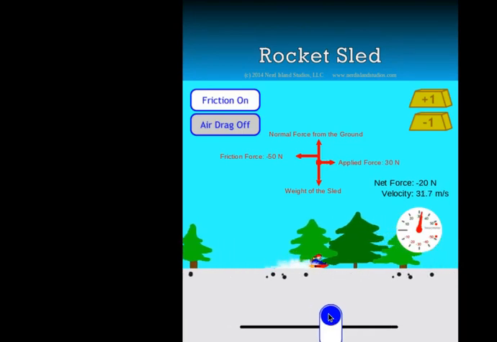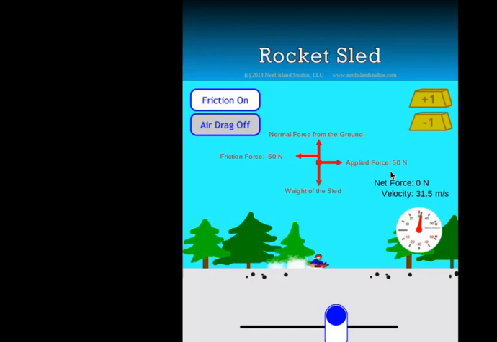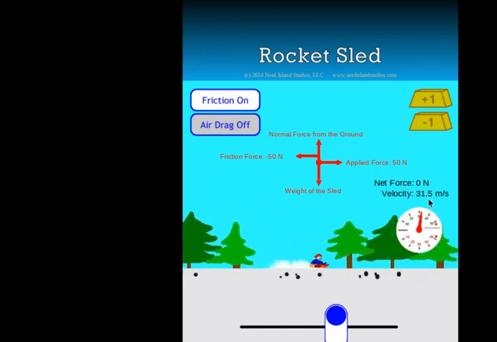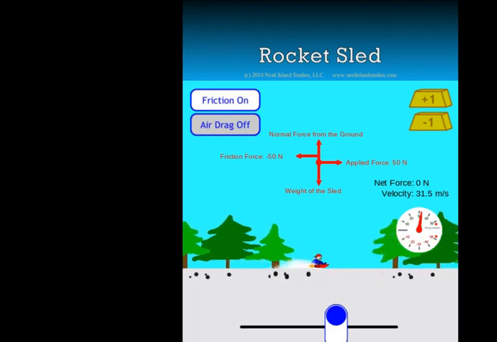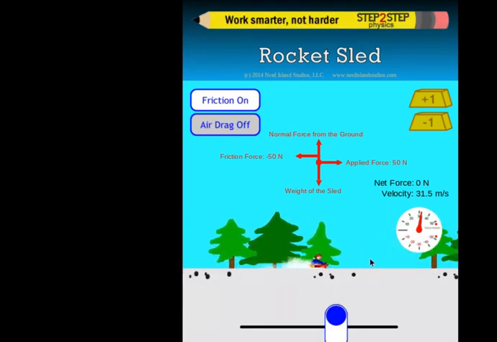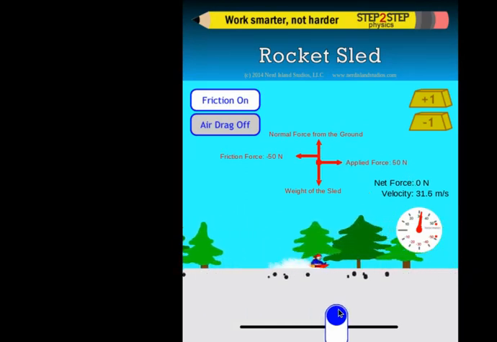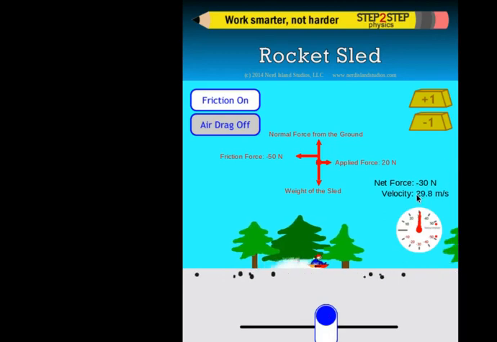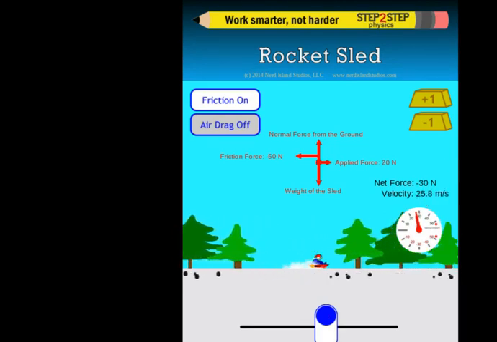Now I'm going to even it out. And this is a balanced friction force and applied force. The net force is 0, and you can look at his speed, and his speed is staying the same. Sometimes people think that if we balance him out, he's going to stop, but he'll only stop once his net force opposes his motion. So again, if I go down here and I give him a net force of negative 30, he's slowing down, and if I let him go long enough, he'll eventually stop.